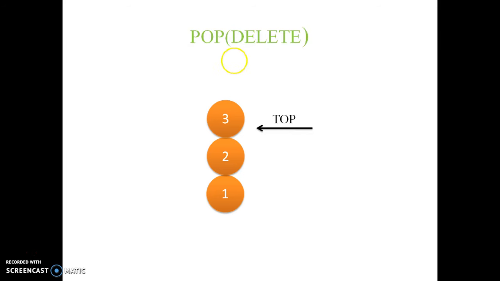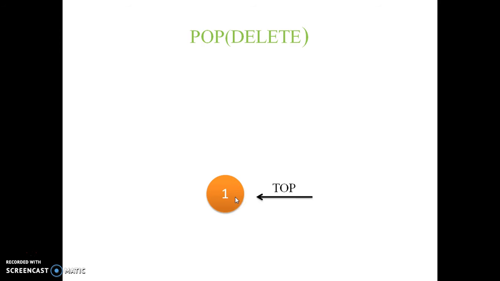Now we move on to the pop operation, that is the deletion operation. As you can see in the image, the third orange is the topmost orange. When I delete, I will have to delete the third, that is the topmost orange, first. Now the second orange becomes the topmost orange. So when I delete it, the first orange becomes the topmost orange. Now again deleting the topmost orange, that is the first orange, will result in an empty stack. This is the concept of popping, that is deletion in a stack.